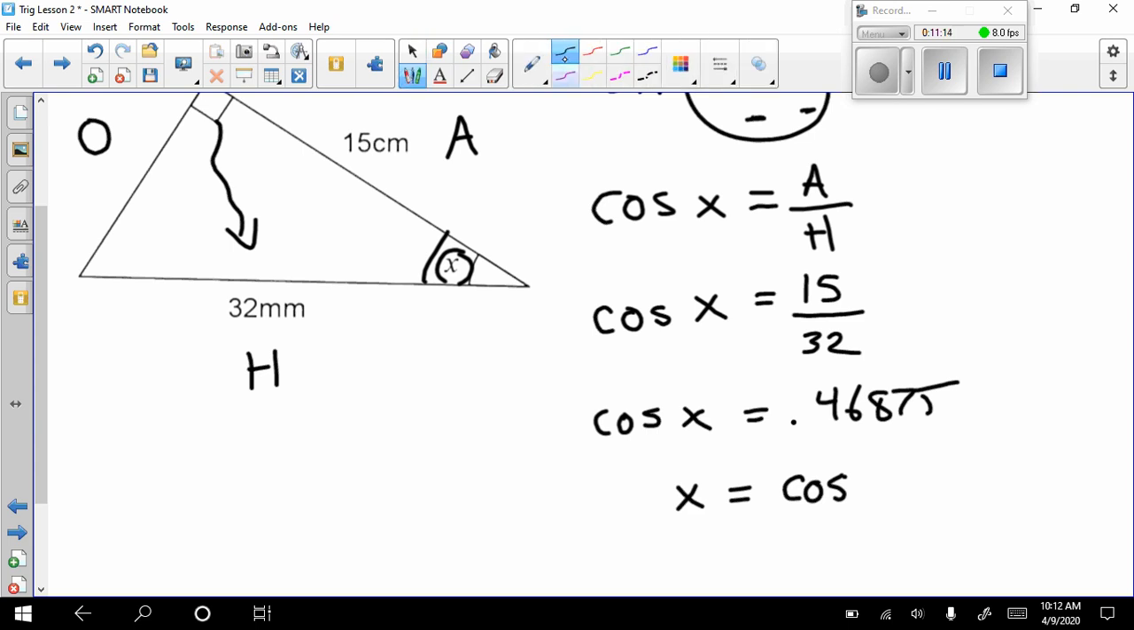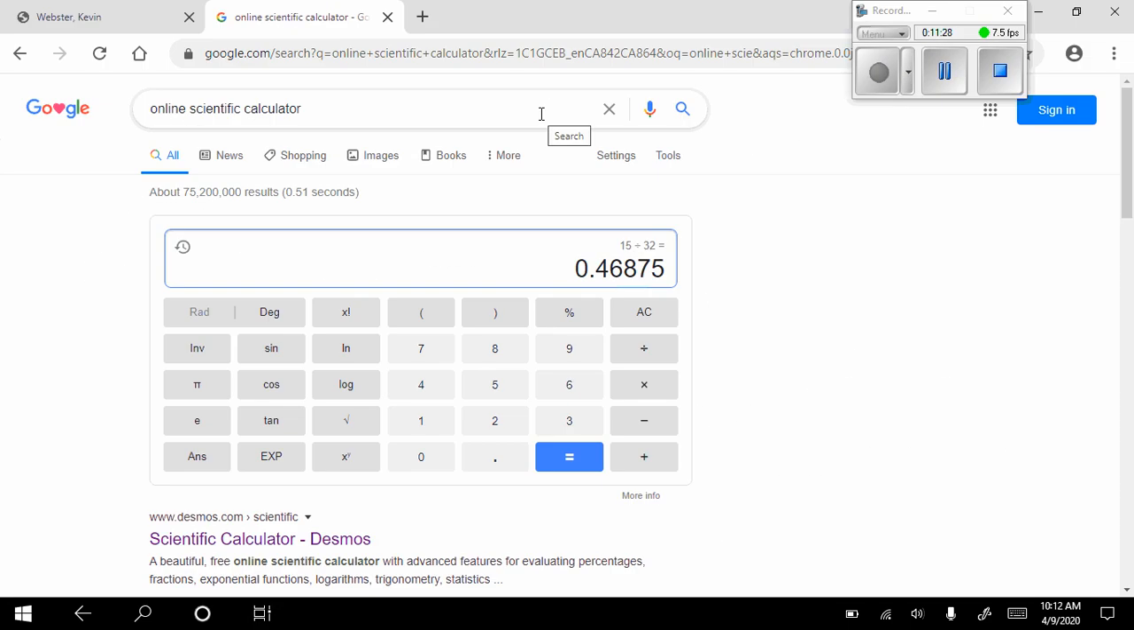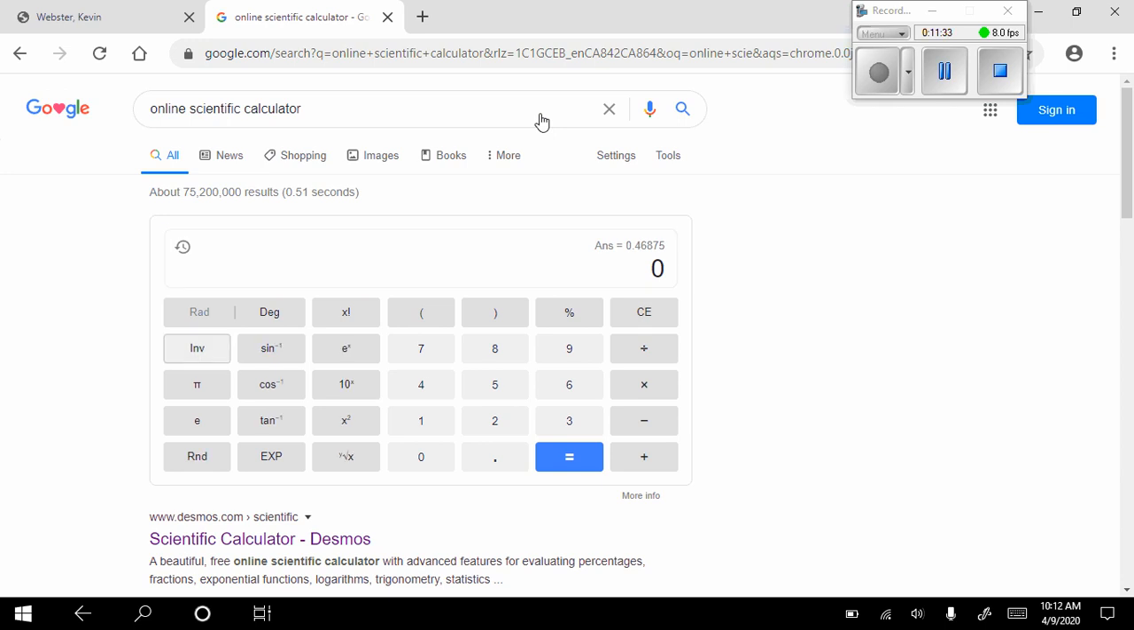Sorry, guys. Cos -1 of 0.46875. And my calculator will do this little inverse for me. So watch this. I go to my calculator, and I am going to type in there. I'm just going to clear all this. And I'm going to go inverse or second. A lot of you have cell phones, and it'll be second.